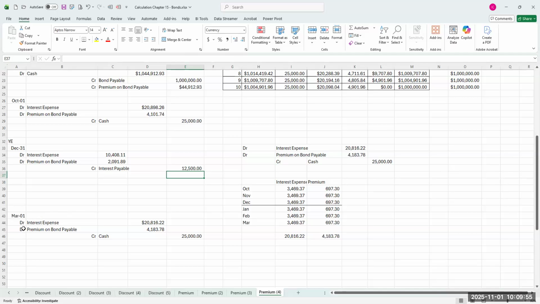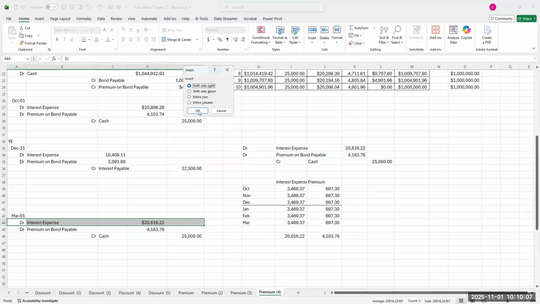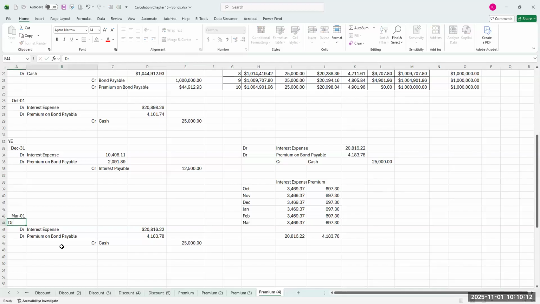Now March 1st, what I have to do is, obviously, first I have to push everything down. Now let's go a different way. Let's insert this line and push it down. My first debit, before I forget, I'm going to clear my interest payable, which I created on December 31st. I'm just going to clear it, 12,500, that one's gone.